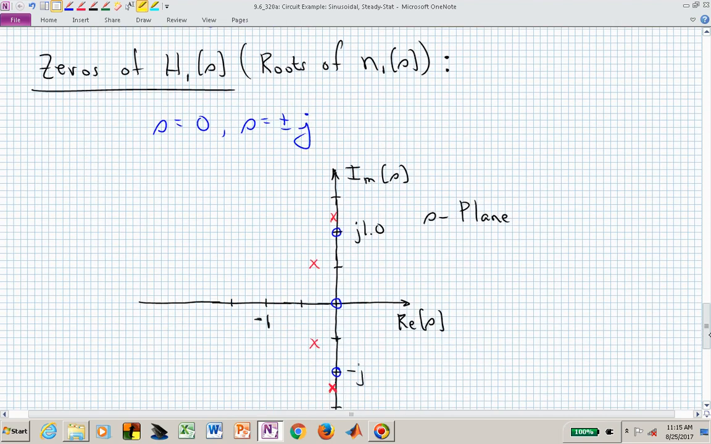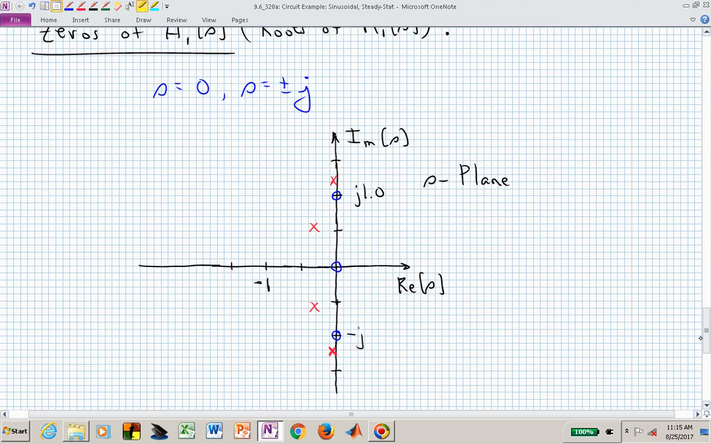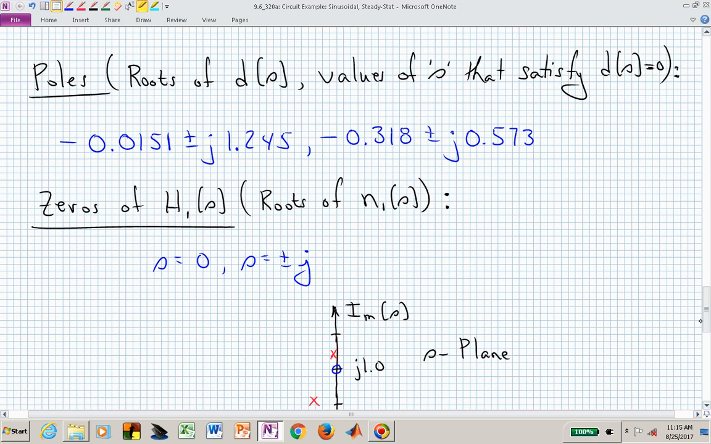If we sketch those, the zeros are the open circles. Those are all on the imaginary axis. The poles, again, we had 2 that were very close to the imaginary axis, but they were living in the left side of the complex S-plane. So these roots are stable, which means that they will die out after you begin shaking this system.